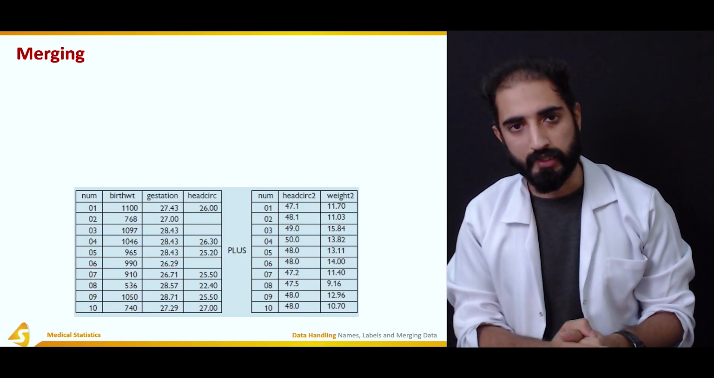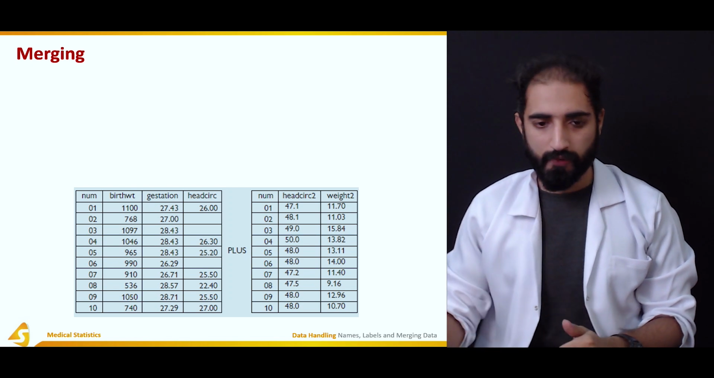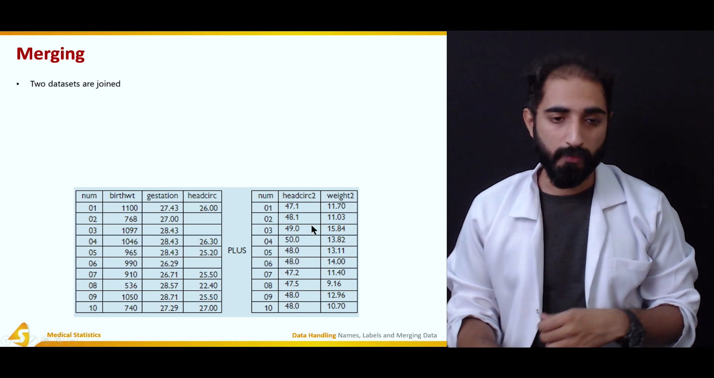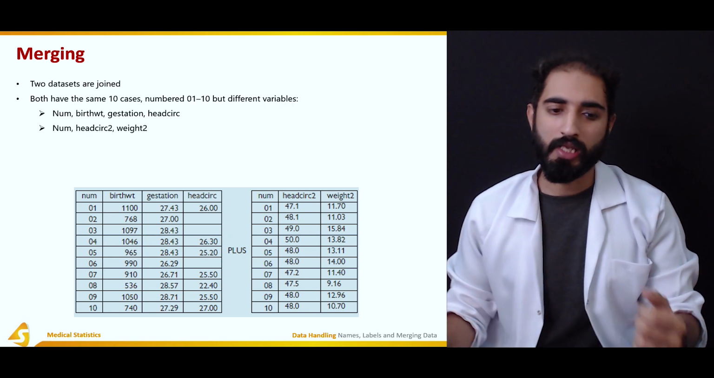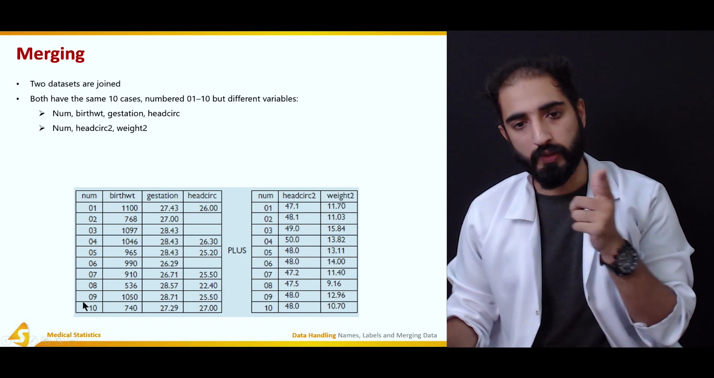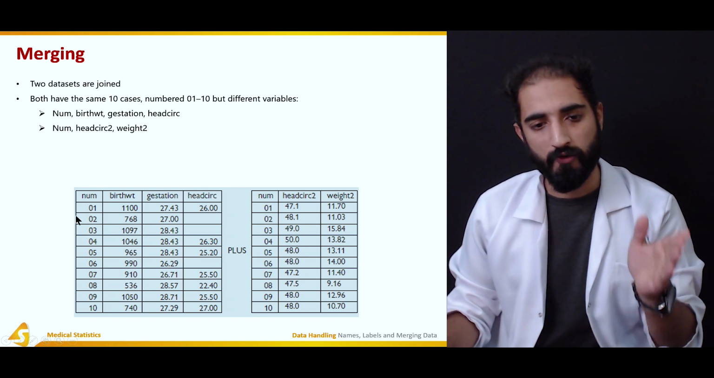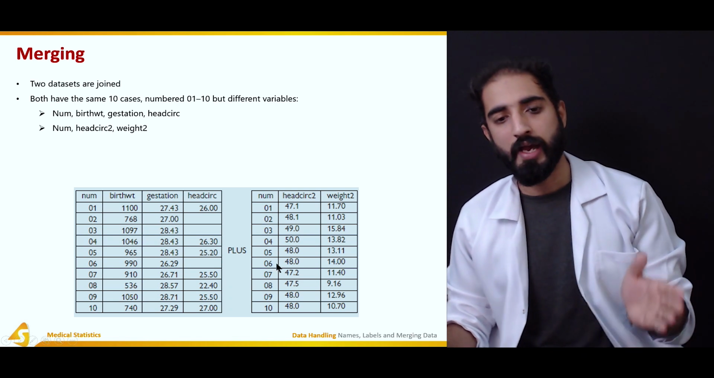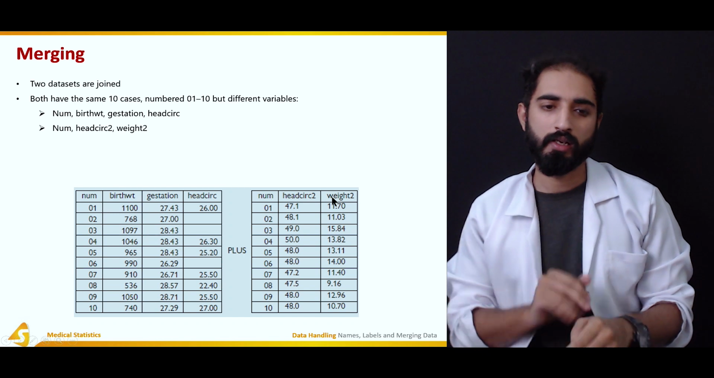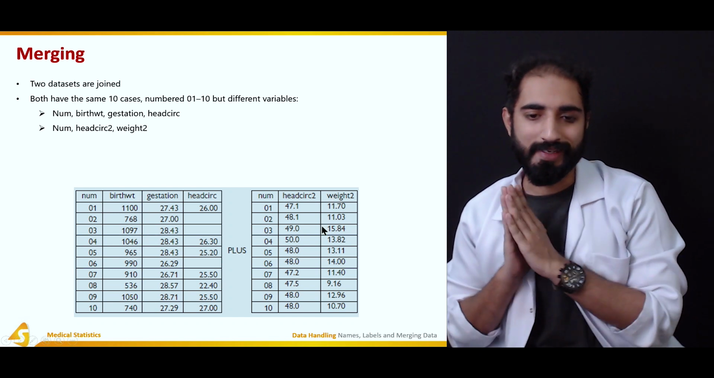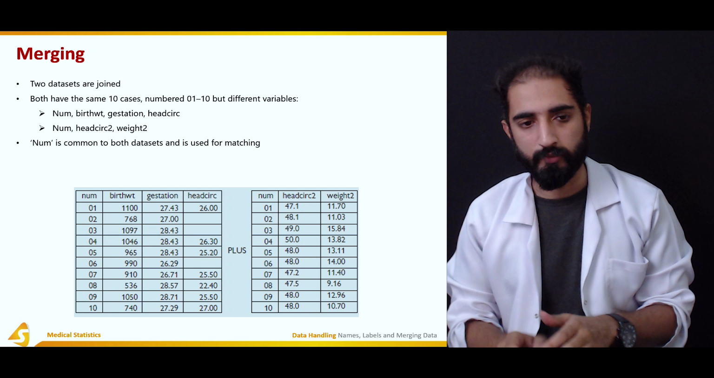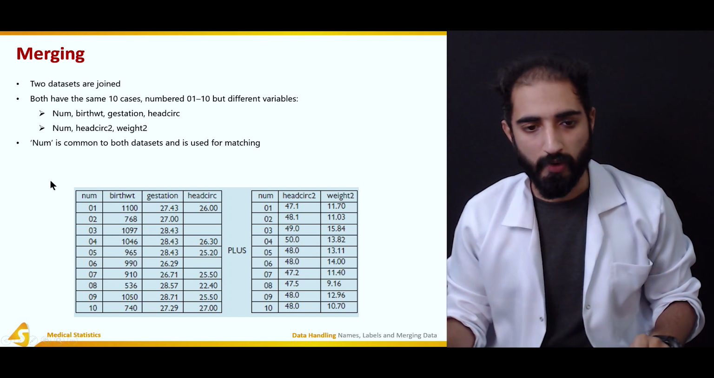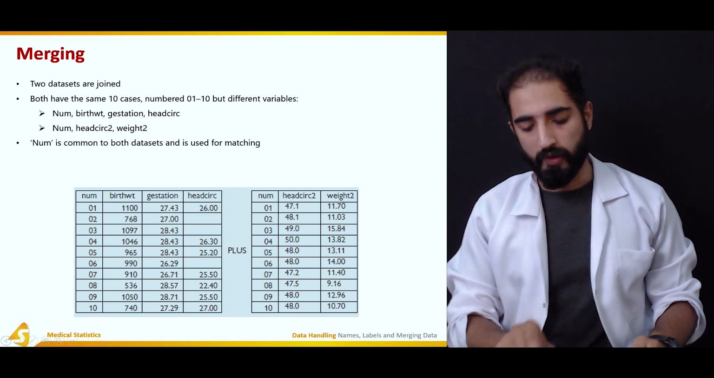Now, on the other hand, let's take an example of merging. Here again, we have 2 data sets, and they are also joined, but in a different manner. Both have the same 10 cases, but the variables are different. Here we have birth weight, gestation, and head circumference, and in the other we have head circumference and weight at a different point in time. So these are different variables, and now we want to join them. Number is common to both data sets, which is used for matching the participants, but the variables are different.